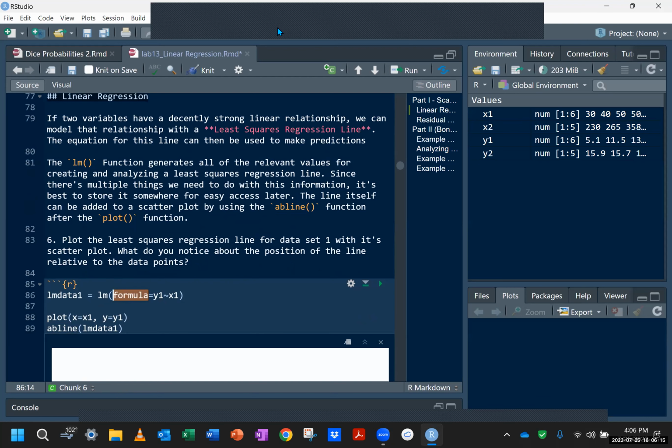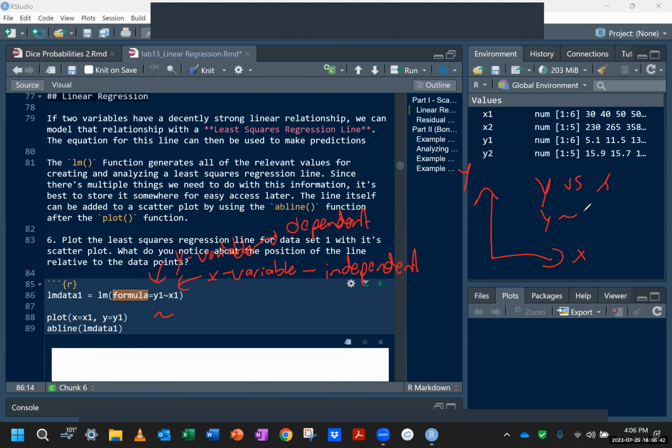What goes in our formula is the y variable, which is the dependent variable. Then we put a little tilde, the squiggly sign, and then our x variable, the independent variable. We read it as y versus x, and that's where y tilde x comes from. That's the pattern behind all that. And then we can plot it. We can plot the same points, and abline says, I'm going to add this line that comes out of my model. So let's look at what all that does.